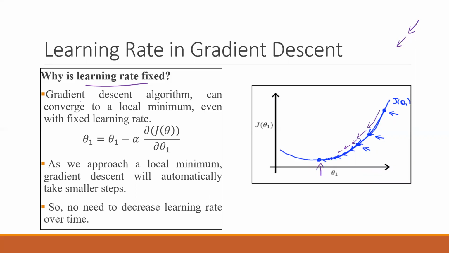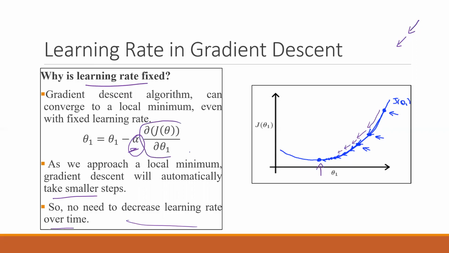So what we are trying to show here is that the gradient descent algorithm can converge to a local minimum even with a fixed learning rate. So alpha is being talked about here. As we approach a local minimum, gradient descent will automatically take smaller steps, so no need to decrease the learning rate over time.